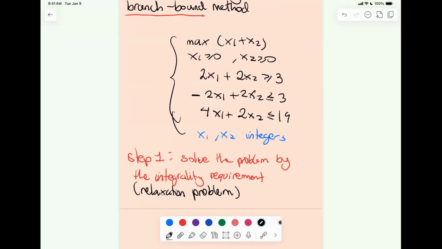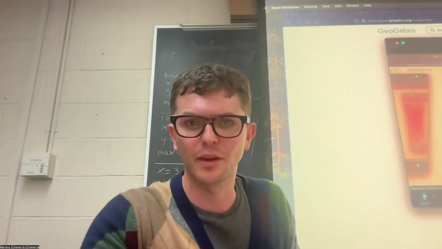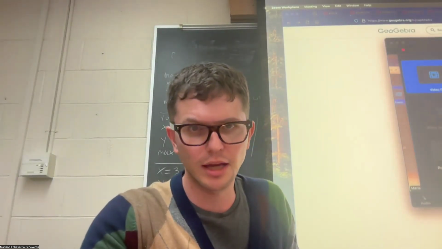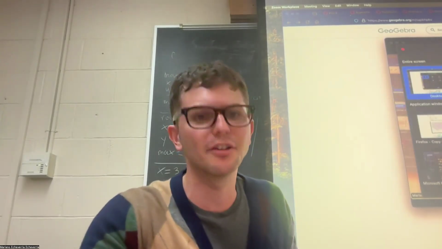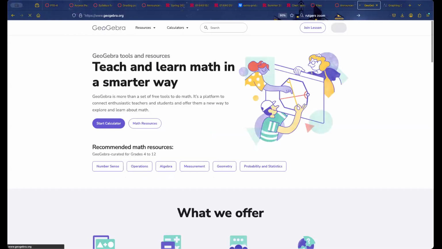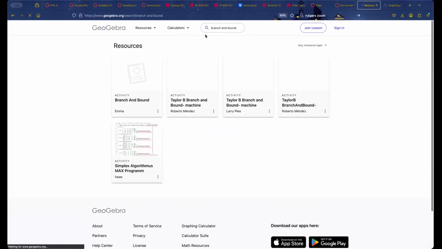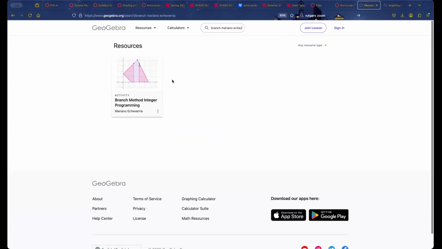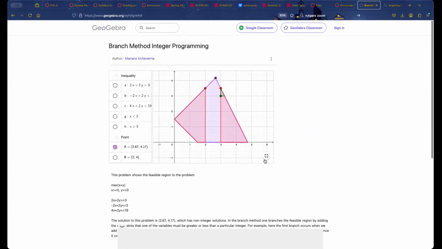So I'll first show you with the animation how the method is supposed to work, and then I'll write the steps on the board. I did it on GeoGebra before coming to class so that we could just see it, because understanding from the picture is easier. And I put it online so that you can play with it if you want. So you just have to enter branch and bound, and my name, Mariano Echeverria, and then you'll find the activity. So let's see if I can.